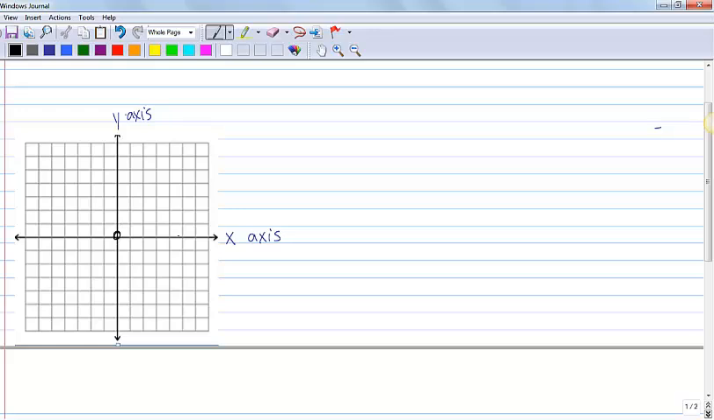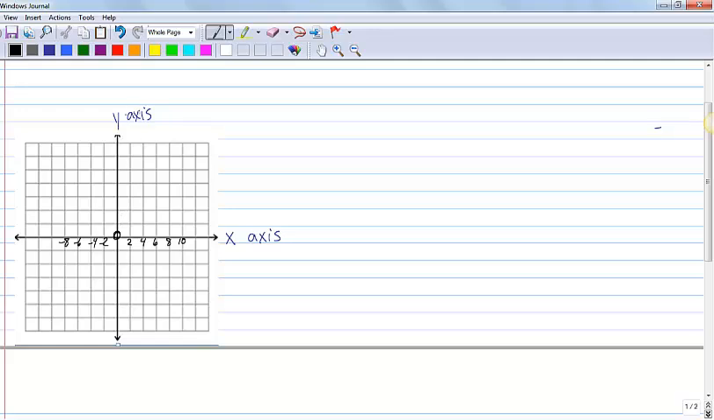Now when you go to the right along the x-axis, those are all your positive numbers. So perhaps we want every line to represent 2. So we could go 2, 4, 6, 8, 10, and so on. The same thing if you go to the left, you need to make sure that each square is worth the same value, but now it's into the negative direction. So it becomes negative 2, negative 4, negative 6, negative 8, and so on.